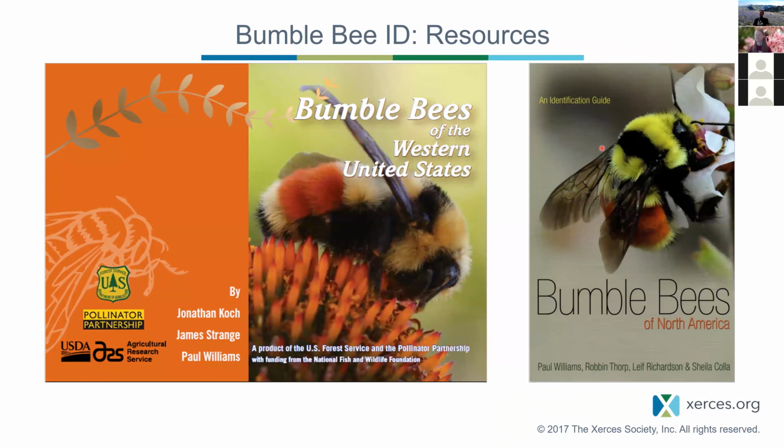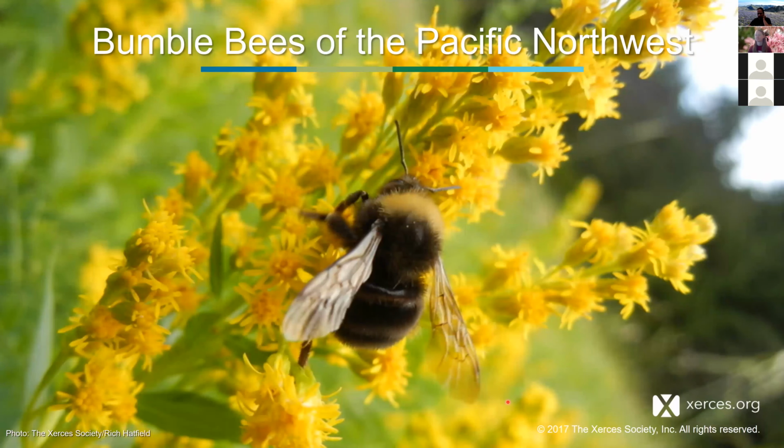There are 2 main resources available for the Western U.S. Bumblebees of North America is a guidebook available from Princeton University Press. And then Bumblebees of the Western United States is a guide that was put out by the Forest Service. It's actually available for free as a PDF download. You can find it on the internet, and I think there's a link to it on our website as well. You can also use the Bumblebee Watch app to identify things. And then I'm going to share a resource with you in a minute that you can also use.